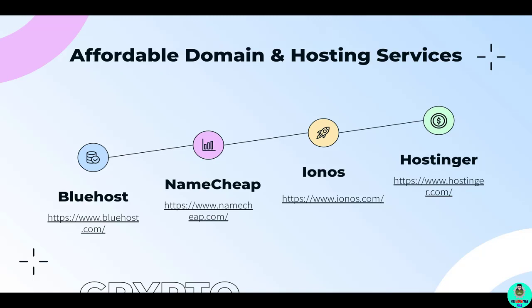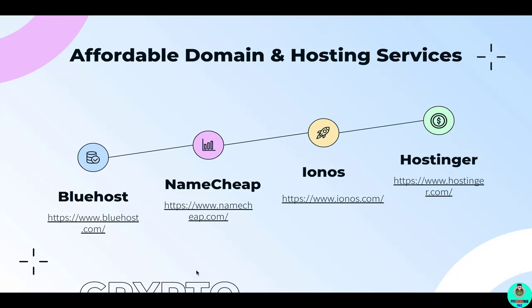In this video we're going to talk about affordable domain and hosting services. As you guys can see, I'm listing 4 different hosting providers. The first one here is Bluehost, the second one is Namecheap, the third one is Ionos, and the fourth one is Hostinger. Actually, there are lots of hosting service providers that have relatively cheap prices, but among many options, I'm just going to list these 4 because in my opinion, and also based on my personal experience, these 4 are the best quality and also the most reliable ones. So that's the reason why I'm listing these 4 hosting providers.